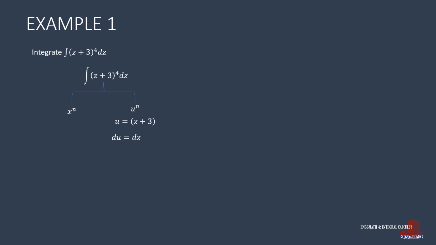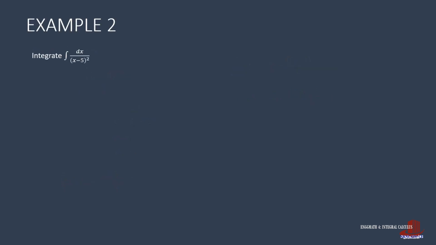u is the binomial z plus 3, and its derivative is just the derivative of z, and then n is taken as 4. So by using the general power formula, we get the quantity of z plus 3 raised to 4 plus 1, and everything is over 4 plus 1. Then add c. The integral can be simplified as the quantity of z plus 3 raised to 5 over 5 plus c.